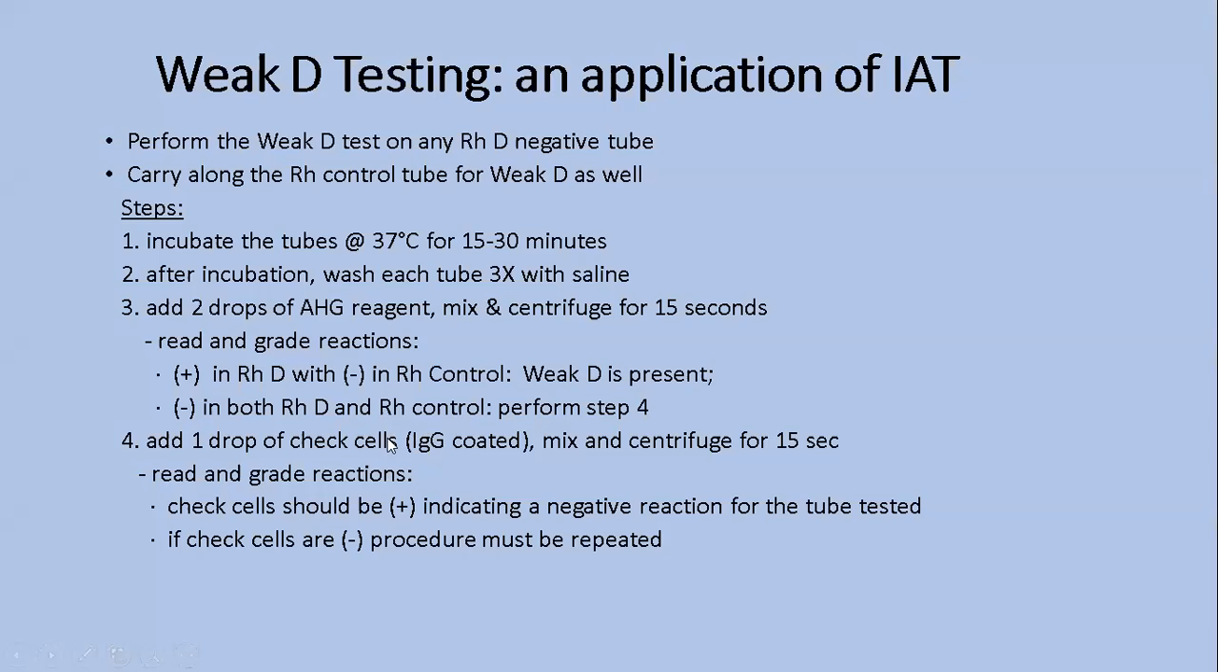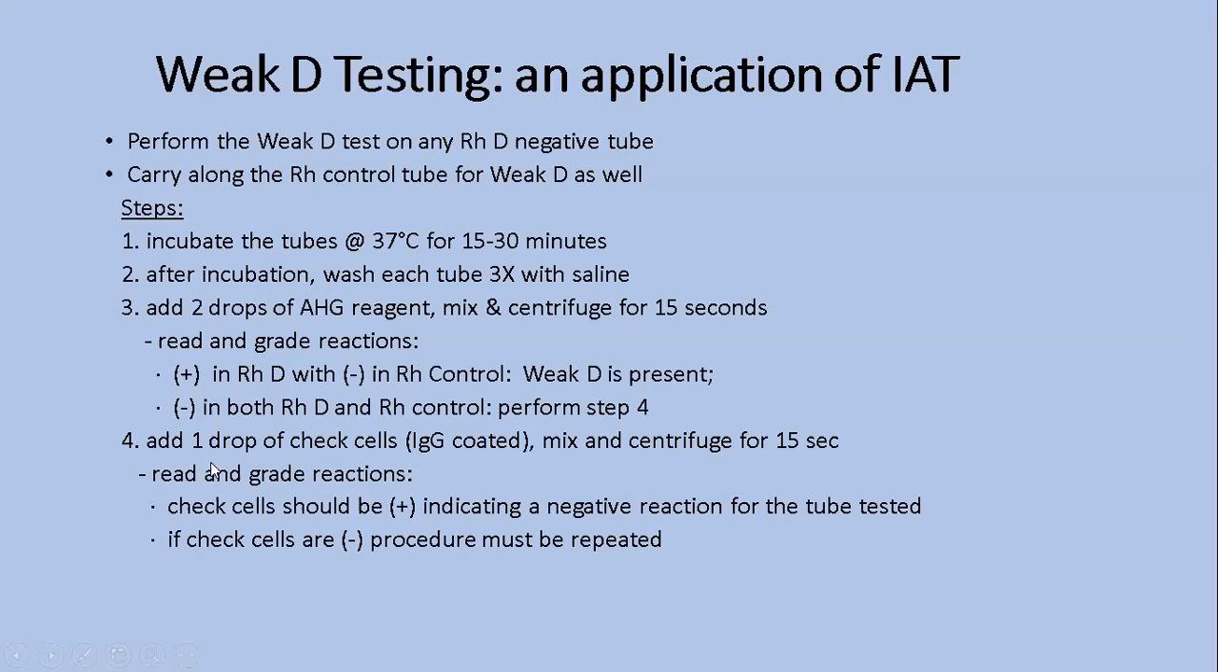What the check cells are doing, look at them, they have IgG coated around the cell. So when they come into contact with the AHG that's in that test tube, this anti-IgG should agglutinate those check cells, and it's basically proving that our reagent was added, everything was washed appropriately, but what it means for the patient is that this is truly a negative result. Okay, and we would expect both RHD and the RH control tube to be negative.